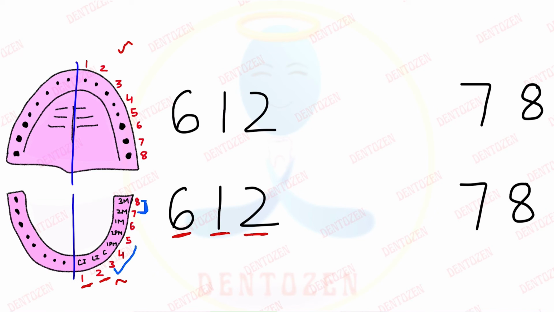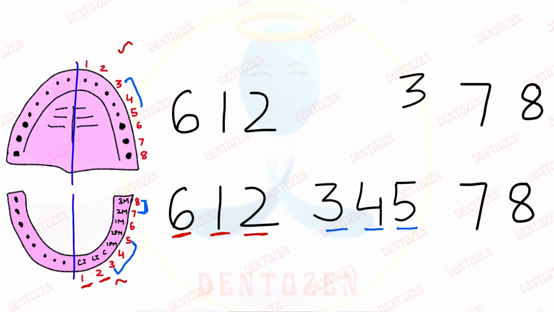Now in between, which teeth are left? Canines and premolars. The difference is that in the mandible, the canine comes first, so we write 3 first, whereas in the maxilla, the canine comes last. So in the mandible, it is 3, 4, 5, that is canine, first premolar, second premolar, whereas in the maxilla, the premolars come first, that is first premolar, second premolar, and then canine. Canine is the last one to come in the maxilla.